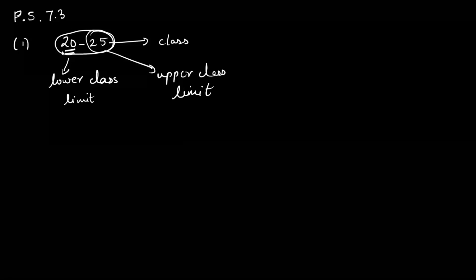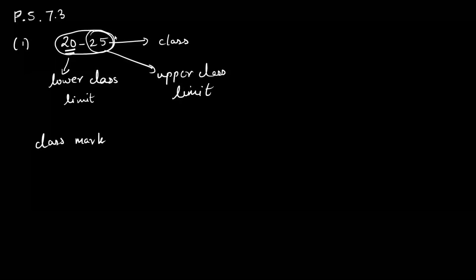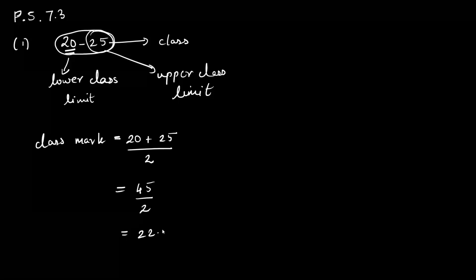In the same sum, I'll teach you one more part which will help us in the second question. That is class mark. Class mark tells us the midpoint of this class. Finding the midpoint is very easy. Just add the two values, 20 plus 25, and divide by 2. The formula of class mark is (lower class limit plus upper class limit) upon 2. So the lower class limit is 20, upper class limit is 25. If we add, it becomes 45 upon 2, and if we divide, we get 22.5. This is the class mark.